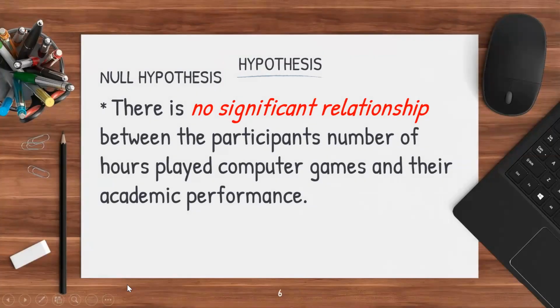We can also see yung hypothesis. So ano po yung null hypothesis? We have two types of hypotheses, okay? Our assumption. The first is the null hypothesis. In writing our null hypothesis, we are just denying the relationship of the two variables. As is written here, there is no significant relationship between the participants' number of hours played computer games and their academic performance. So walang relationship.